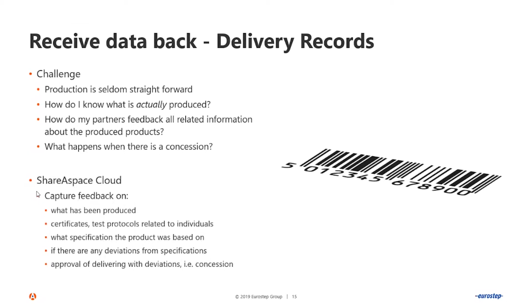With the ShareAspace Cloud, you can actually capture feedback on what has been produced, typically certificates, test protocols, or other things related to those serial numbered parts, the specification that they were produced on, if there's been any changes, because then you don't know which version, for instance. And of course, if there's been any deviations or concessions during the production. So, over to you, Matthias.